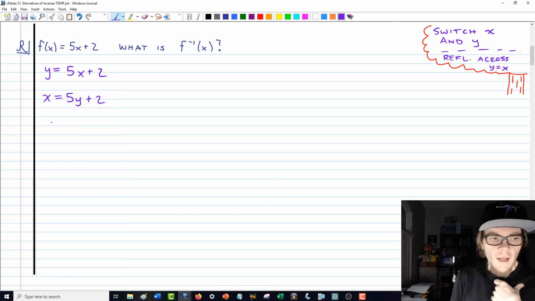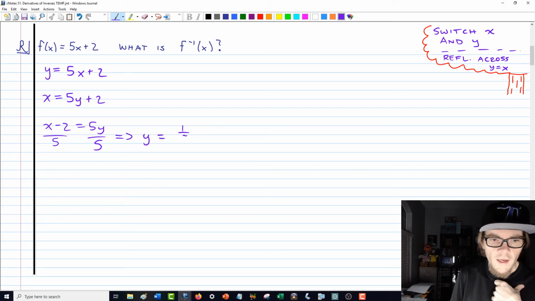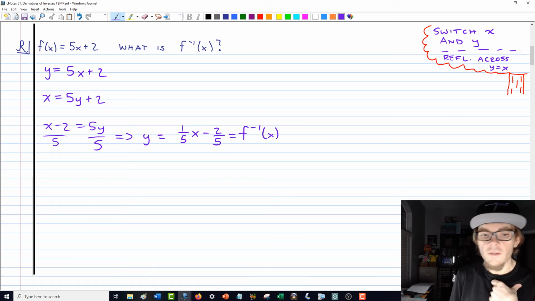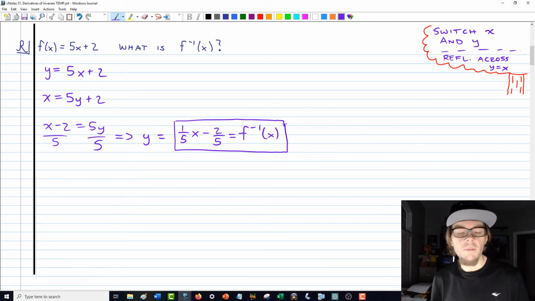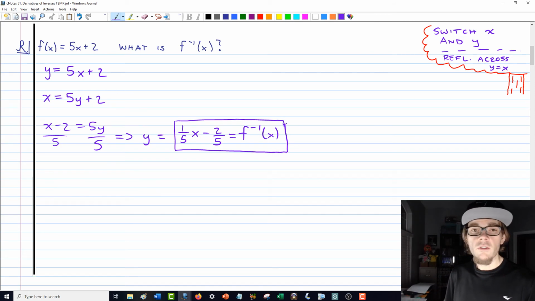From there, we could do some algebra. We could subtract 2 from both sides. And we could divide both sides by 5. And when we do, we get this new relation, which I'm going to rewrite as 1/5 x minus 2/5. And this is what we would call f inverse of x. It's the relation or function. I mean, this one will for sure be a function, obviously. Basically, this is the relation that takes the outputs of the original line and spits out the original inputs.